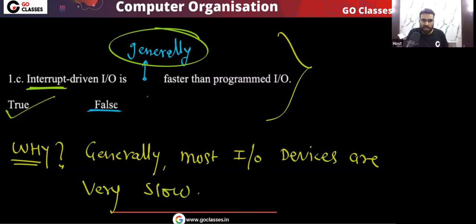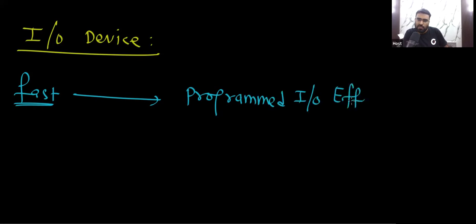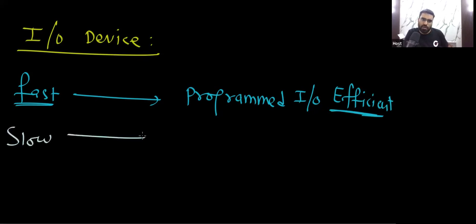So if the IO device is fast, then who is better? And if the IO device is slow, then who is better? If the IO device is fast, then programmed IO is efficient. And if the IO device is slow, then interrupt driven IO is efficient.